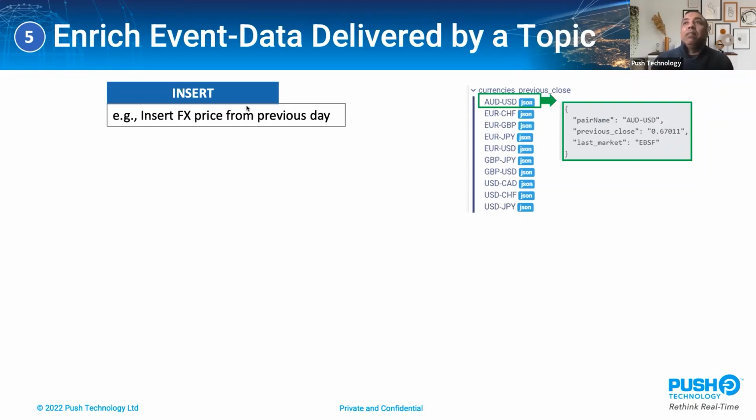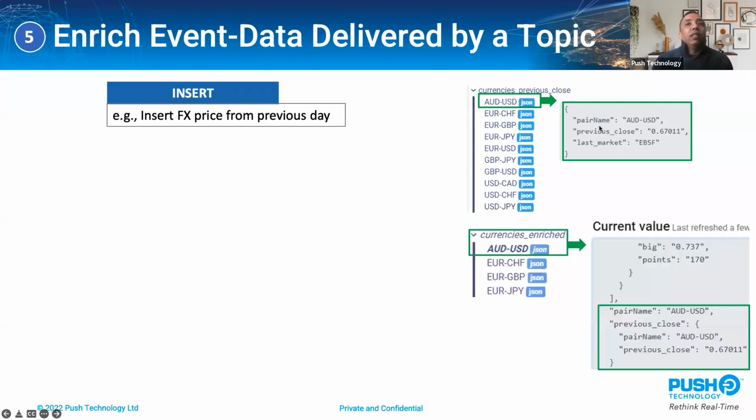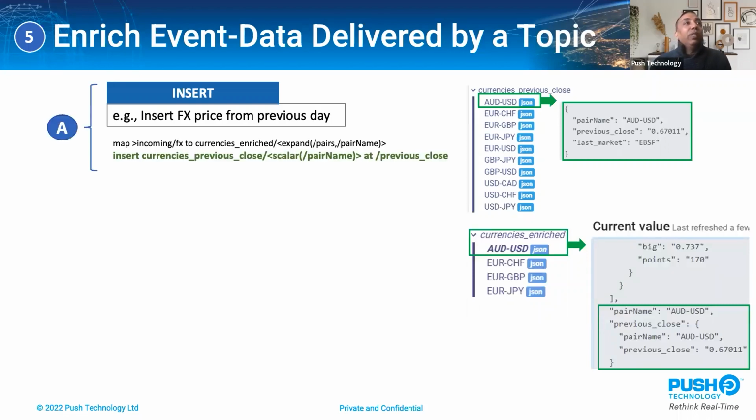And that only contains the currency pair and maybe the previous close. You want to create a new topic called enriched. All you need to do is one command to insert the data from this particular tree into the data coming in from primary data, FX incoming data. So you can add it at the end of the JSON structure.